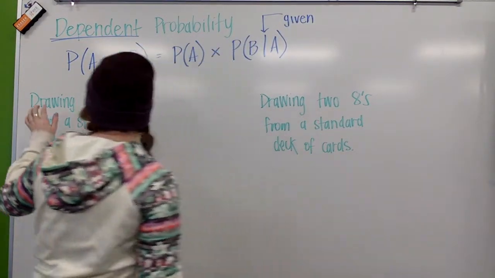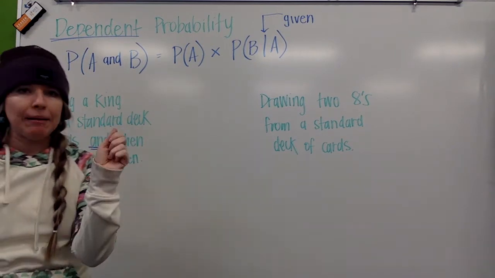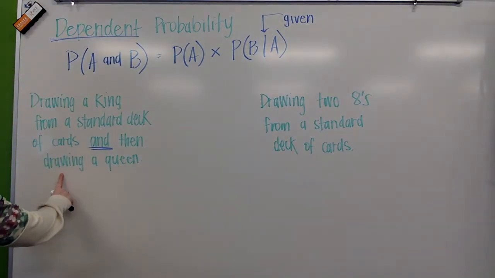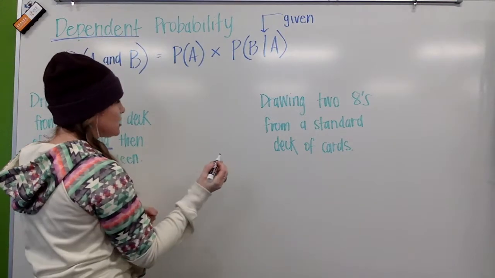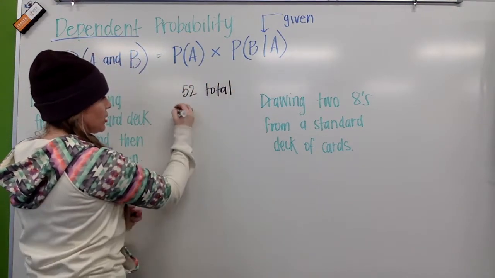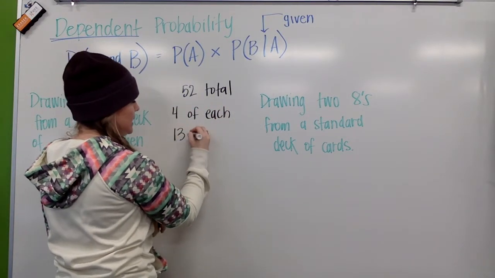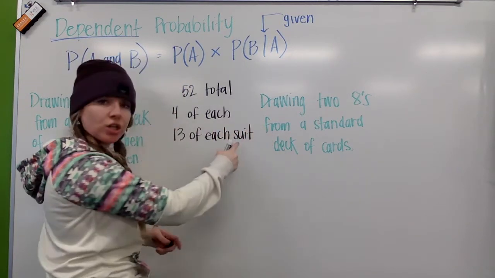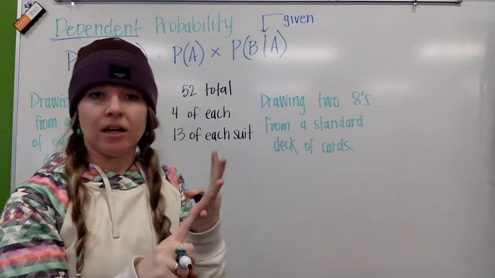Here we go. So we're going to draw a king from a standard deck of cards. I'm going to hold the king in my hand. I'm going to keep it. And then I'm going to draw a queen. So just a little review here. In a standard deck of cards, you have 52 total cards, and you're going to have 4 of each kind and 13 of each suit. So a suit, that is hearts, diamonds, spades, and clubs.